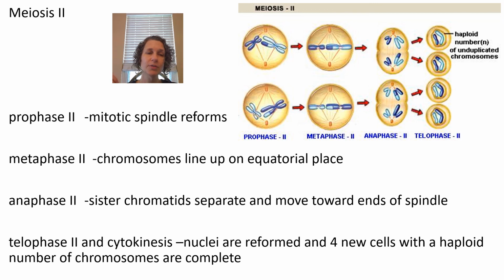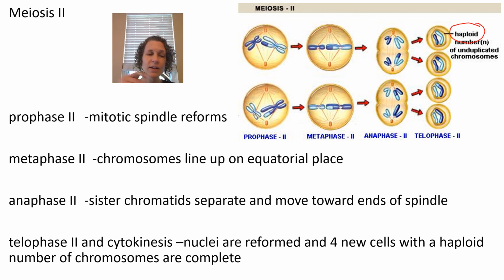And so again, prophase 2, the mitotic spindle reforms. Metaphase 2, the chromosomes line up on the equatorial plane. And remember at this point, each cell, if we're talking about people, has 46 chromosomes. So everything lines up. In anaphase 2, the sister chromatids are separated. So 46 gets divided in 2, and now each cell will have 23. And because this is happening with two different cells, you actually end up with 4 new cells being formed, and each cell is a haploid.